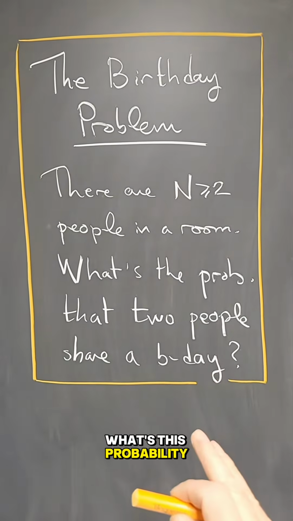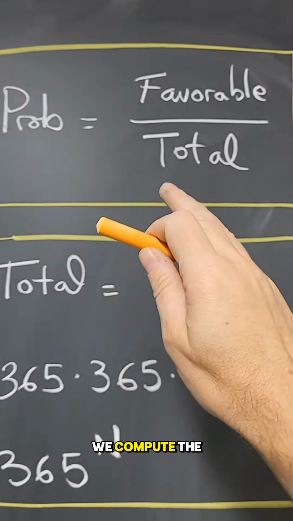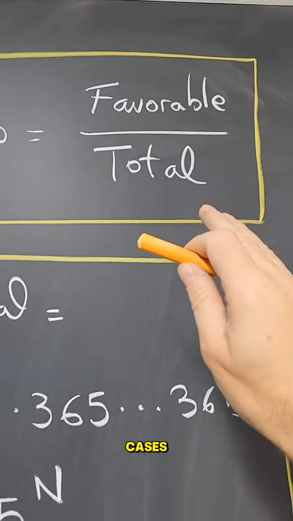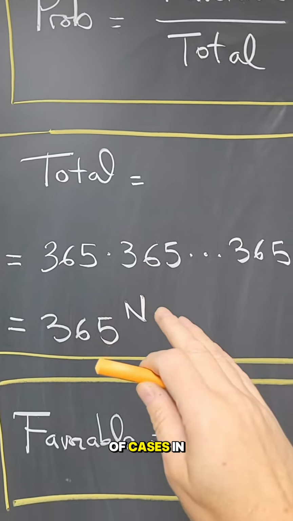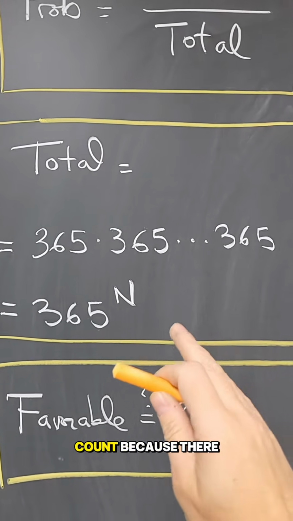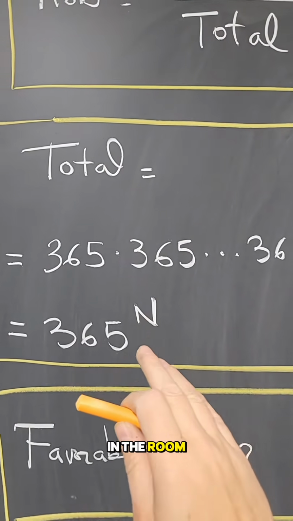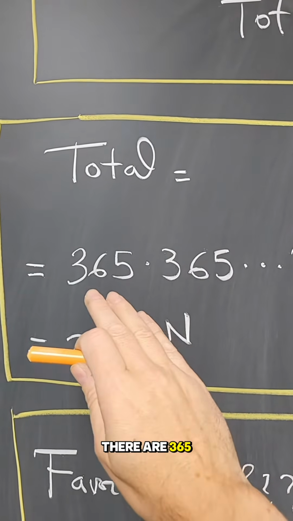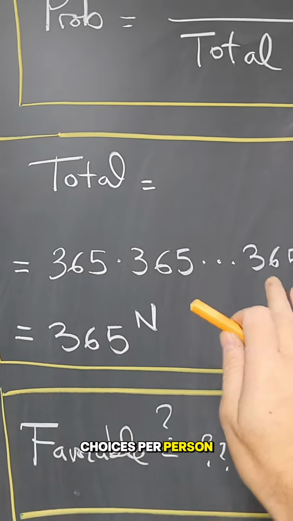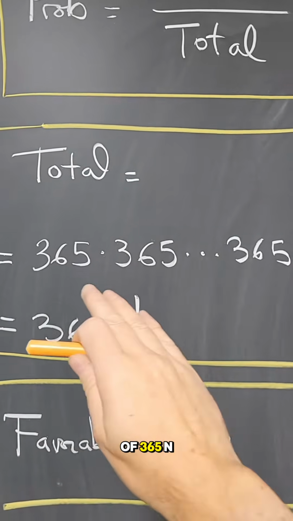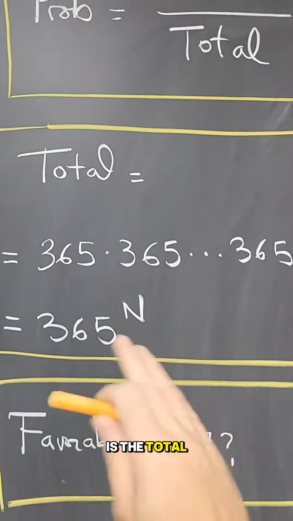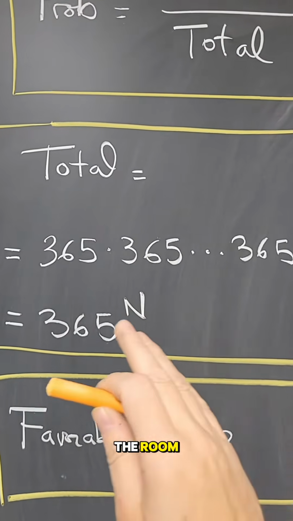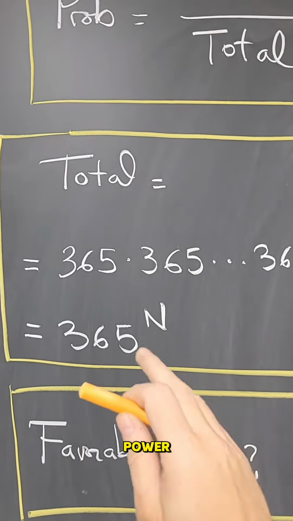What's this probability? To compute a probability, we compute the ratio of favorable cases divided by the total number of cases. The total number of cases in this scenario is easy to count because there are n people in the room, and if we forget about February 29, there are 365 choices per person, so the product of 365 n times is the total number of possibilities of birthdays in the room. So that's 365 to the nth power.